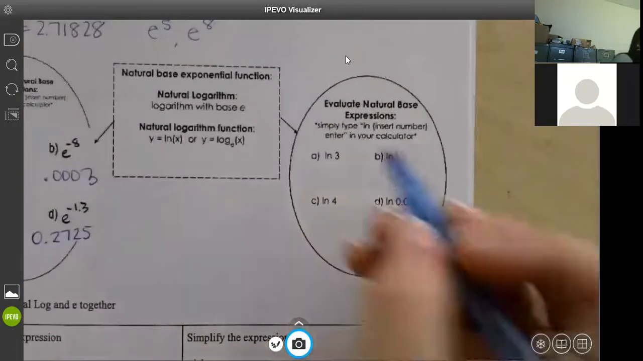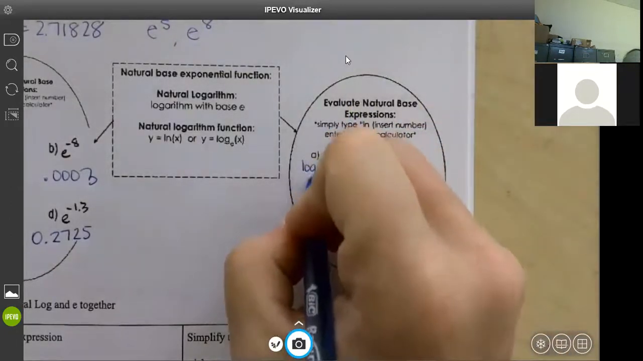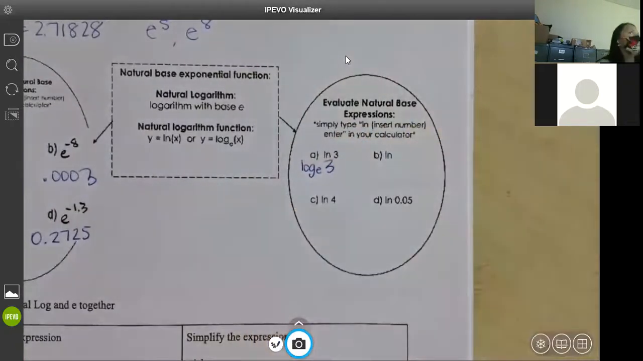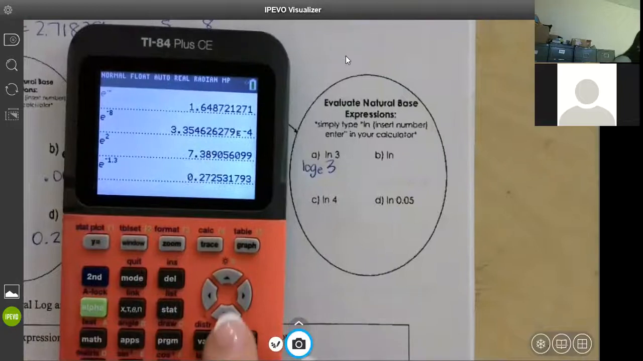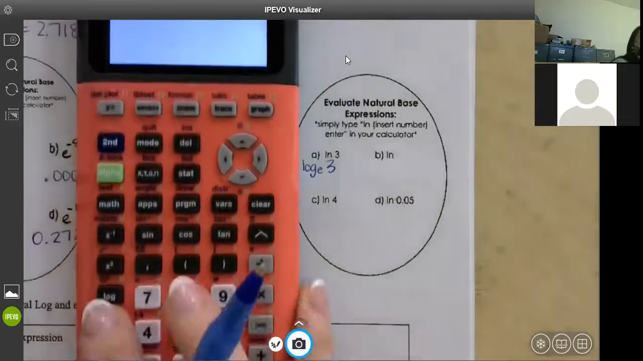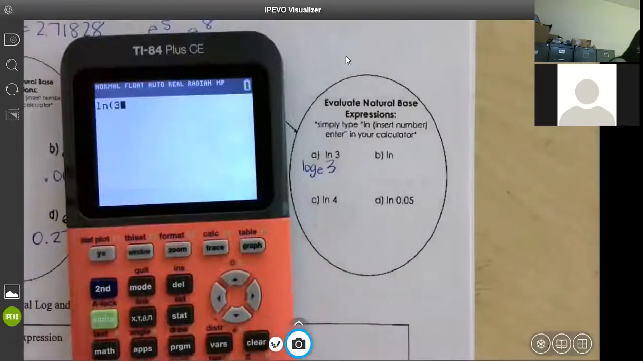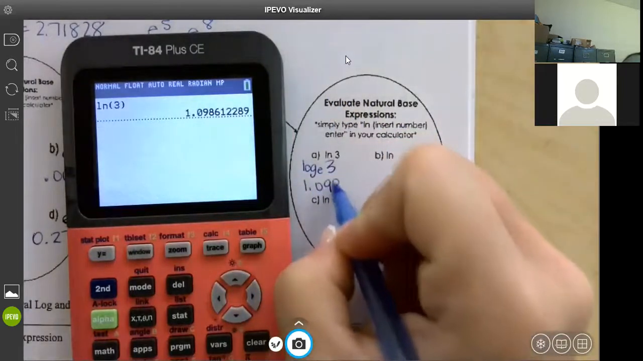This is literally just putting in the LN key, but the one thing that I want you to remember is that LN is log base e of 3. Log base e of 3. So we're still doing logs, it's just different, okay? So you can put it in 2 different ways. You can do both. So you can hit your LN key. Remember, your LN key is beside your 4 right here. So LN 3 is 1.0986.